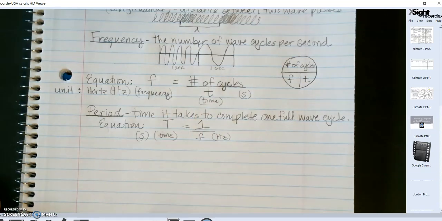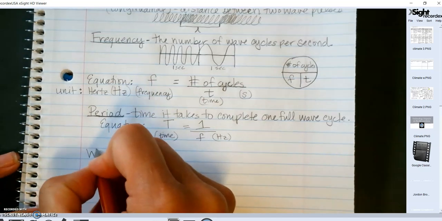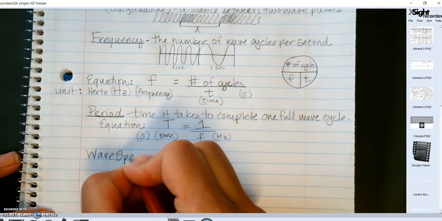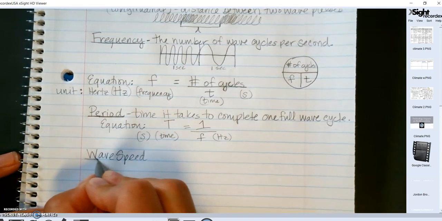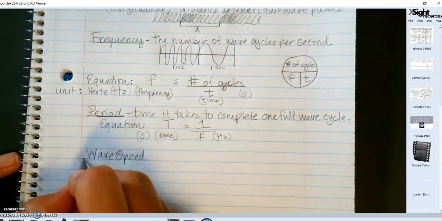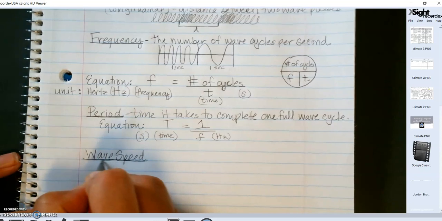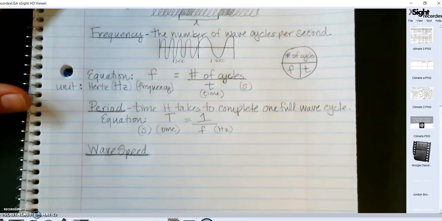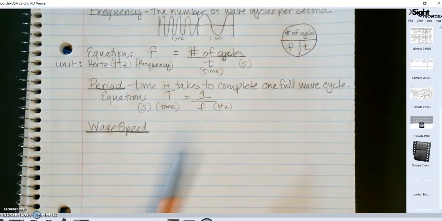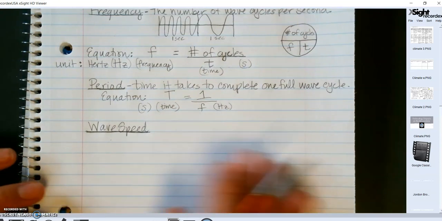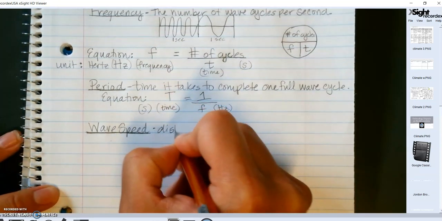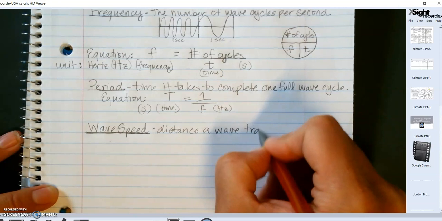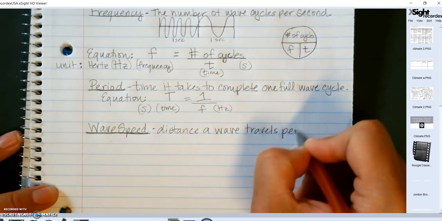All right, the next one is going to be wave speed, and we're going to have 2 ways to get wave speed. Since speed is technically the same thing as speed or velocity that we learned earlier in the year, anytime we were trying to get speed or velocity, we knew that speed was a distance over time. It was how far something traveled in so much time. So in this case, this is going to be the distance a wave travels per unit of time.